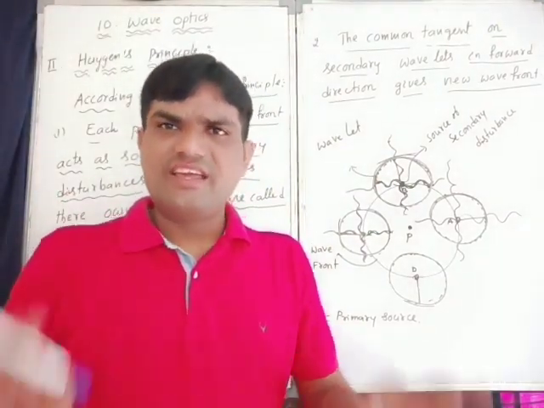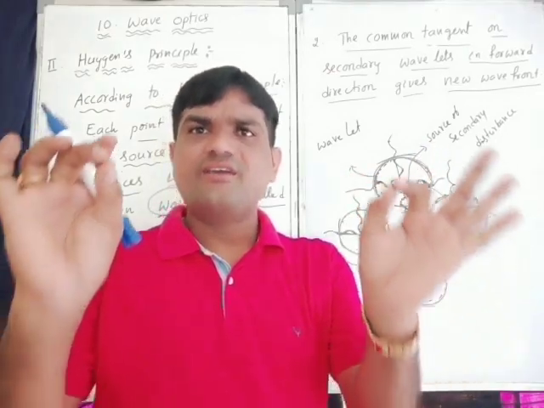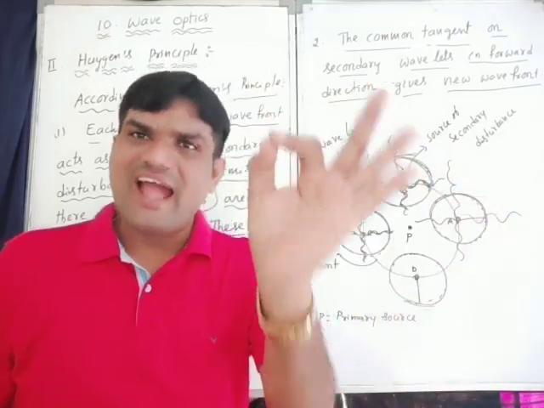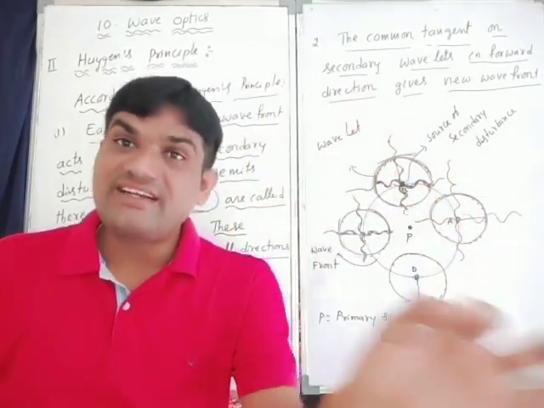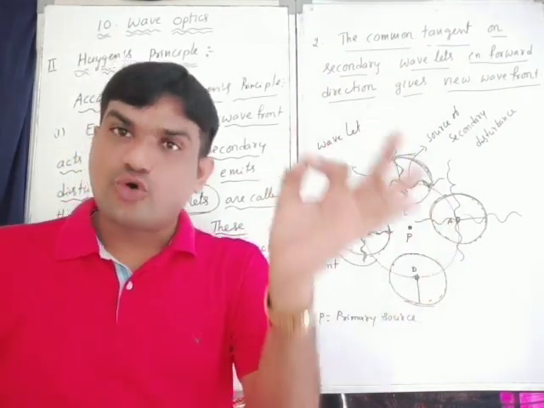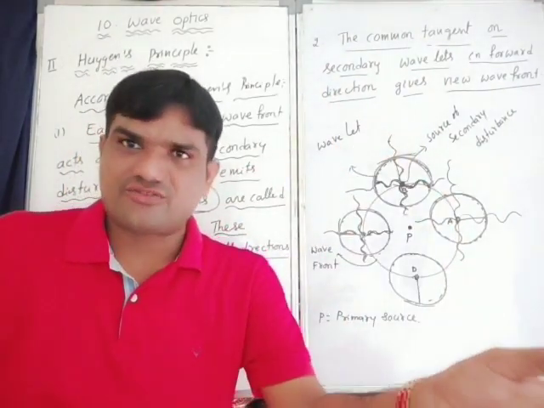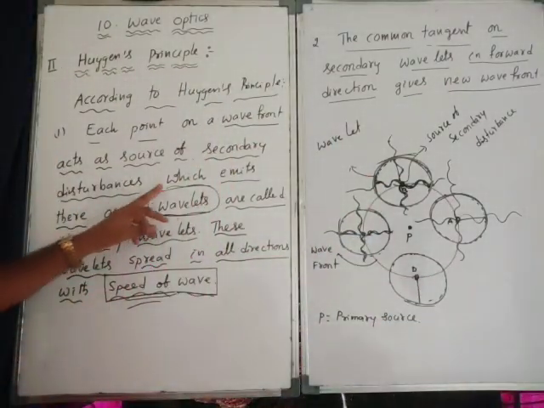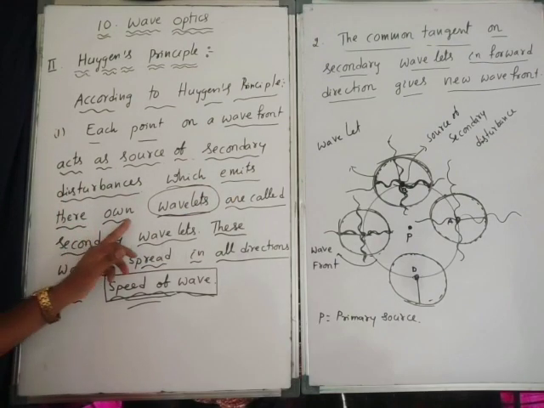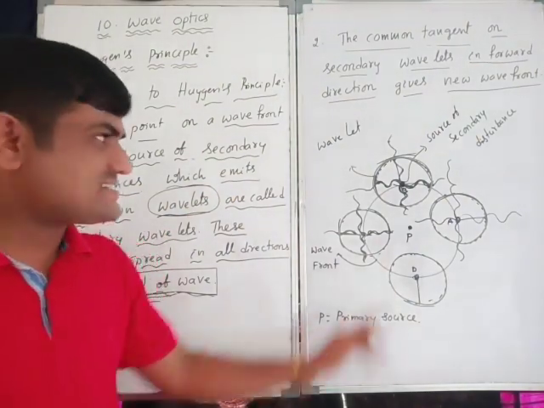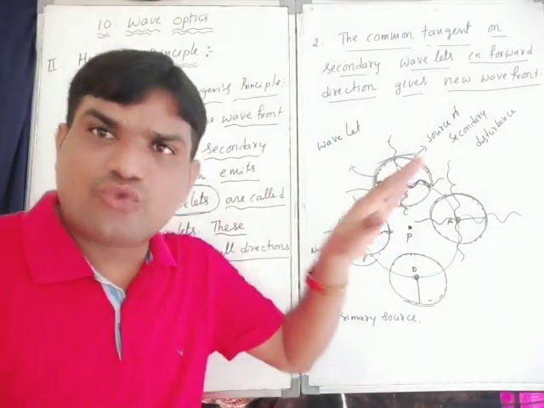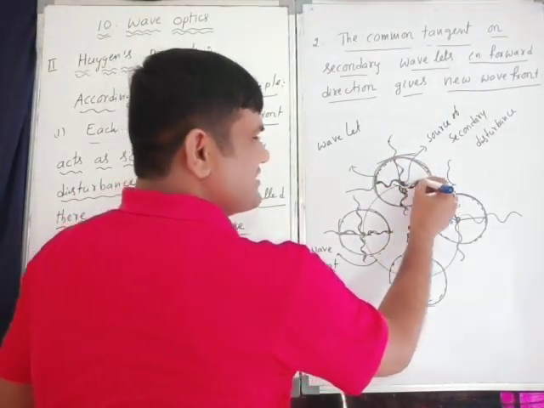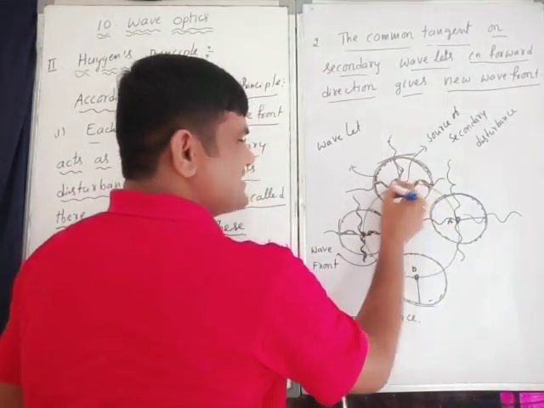What is that again? Each point on a wavefront acts as a source of secondary disturbance, which emits their own wavelets. That secondary disturbance emits their own wavelets, right? So the waves are going in this direction, so these are the wavelets.